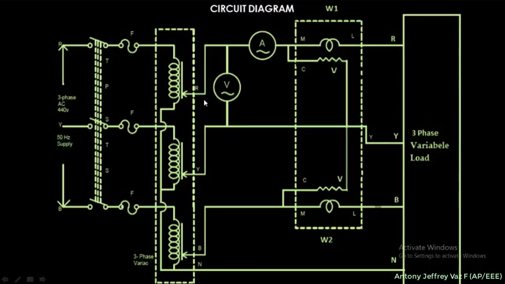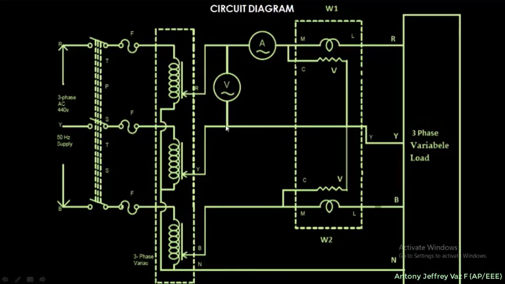To measure alternating supply, you need to use a moving iron instrument. A moving iron instrument is represented by a sine wave in it. You can see this one is also a moving iron ammeter. To measure the voltage, you connect the voltmeter across the terminals R and Y.